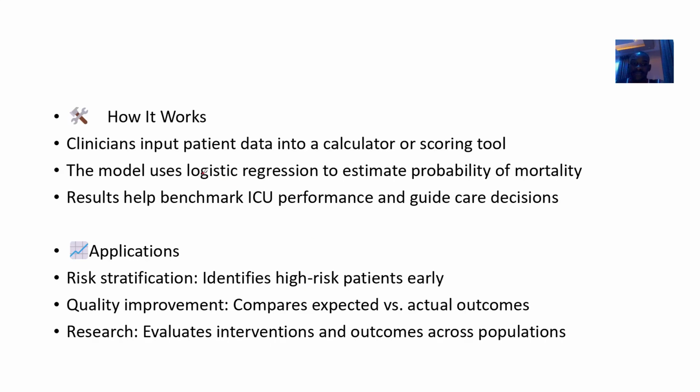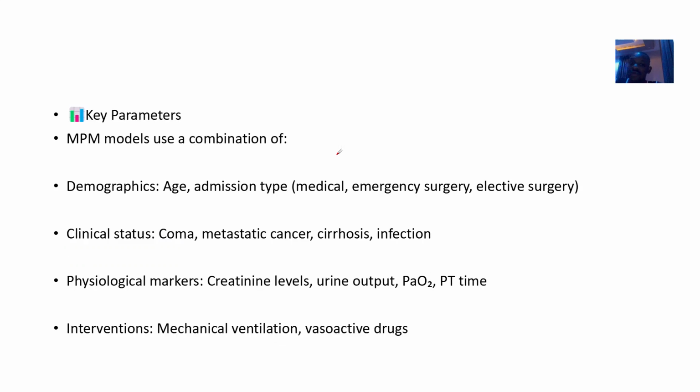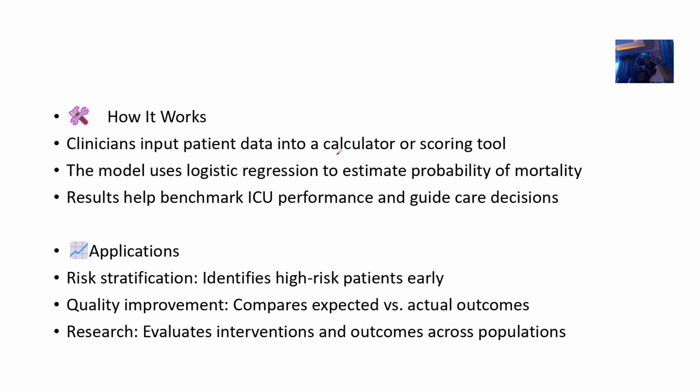So how it works: the clinician inputs the patient data into the calculator or the scoring tool. So each of these should have a scoring. I think we'll still do a video talking about how to score them. So the model uses logistic regression to estimate the probability of that patient surviving from that condition. So the results will now help guide the type of decisions you are making and all of that.